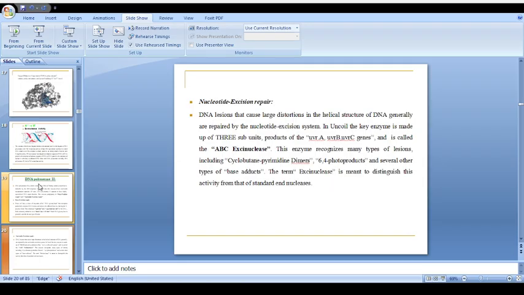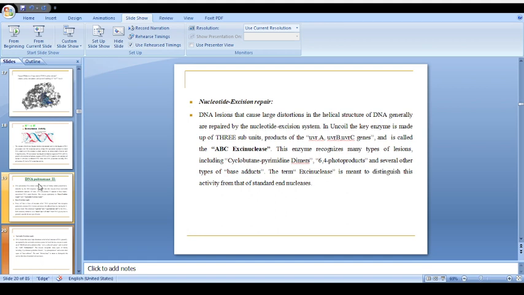Whereas in the nucleotide excision repair mechanism, the lesions are identified. They look like bulky breakers, which are removed with the help of a specific type of enzyme called ABC nuclease. This ABC nuclease is made up of 3 subunits which are coded by the genes UvrA, UvrB and UvrC.